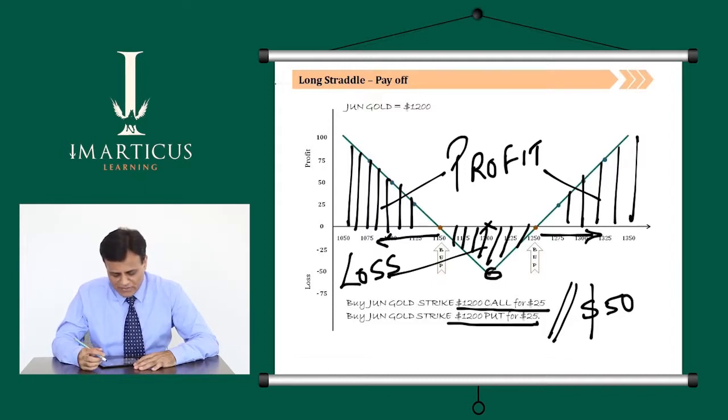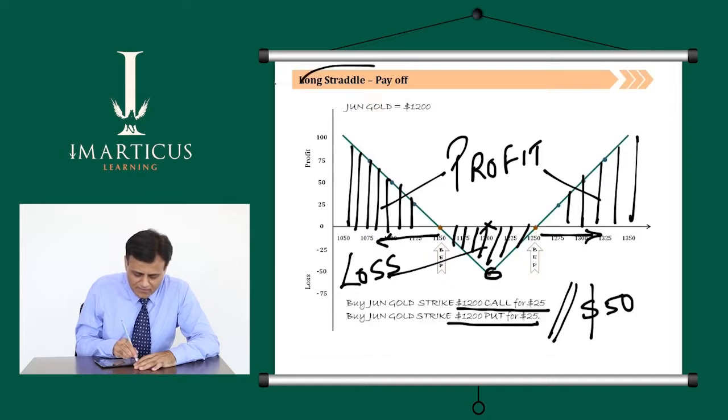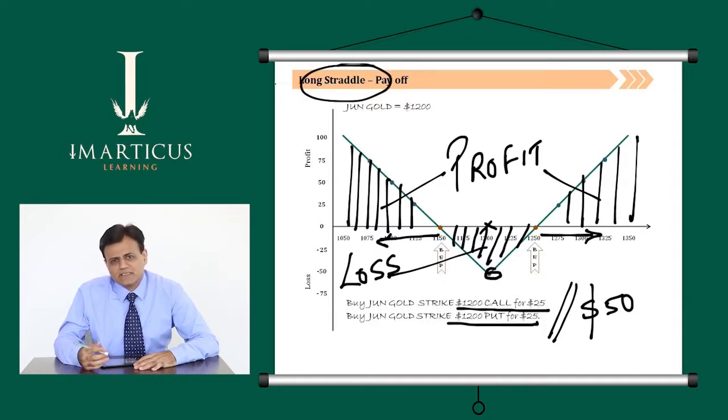This strategy is called the long straddle. This strategy is adopted whenever we expect the asset prices to be highly volatile. Say for instance, in case of an event risk, you might just want to hedge it by buying a long straddle.